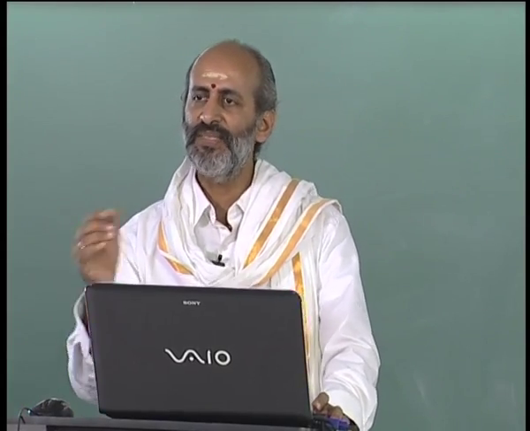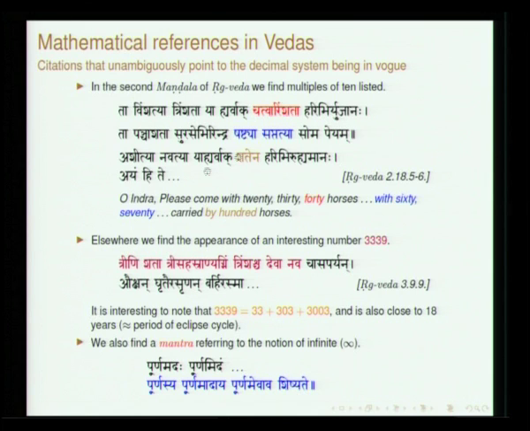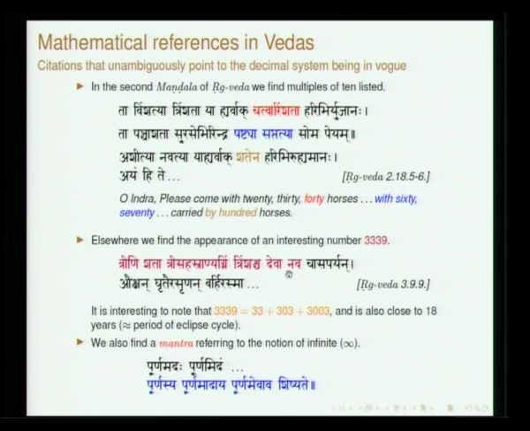I am quoting this in order to convey a certain message, that these people have been quite conversant with the decimal place value system. In fact, this is one of the most fundamental discoveries. We will deal with that exclusively in a lecture later. But you can see, for instance, this mantra: Trini Shata, Tri Sahasrani, Trimshascha, Devaha. Nava refers to 9 and the rest, 3339. This is a very interesting number.